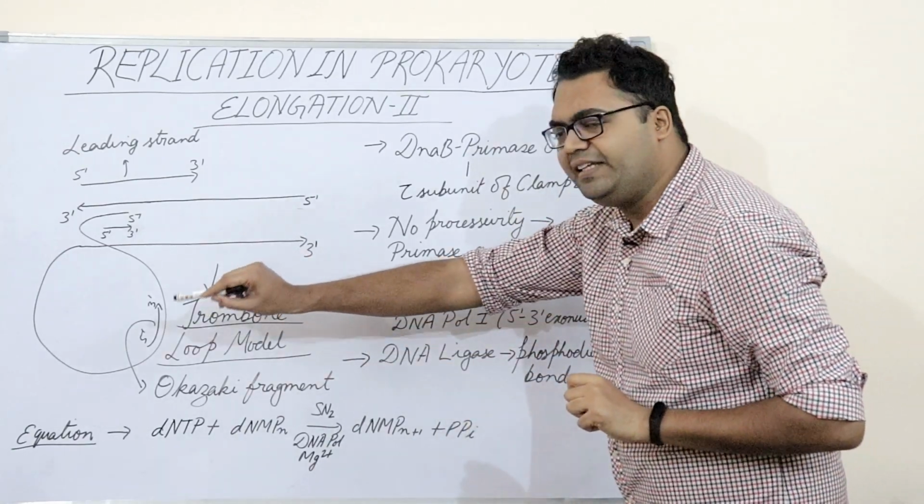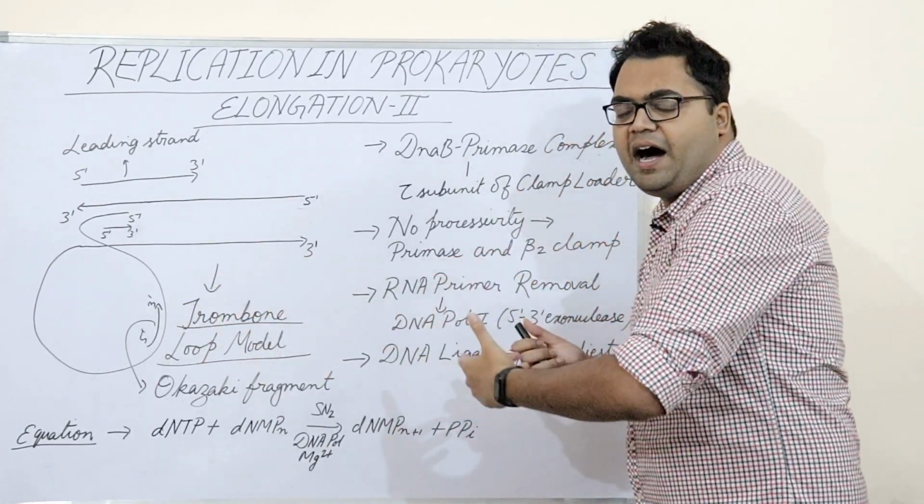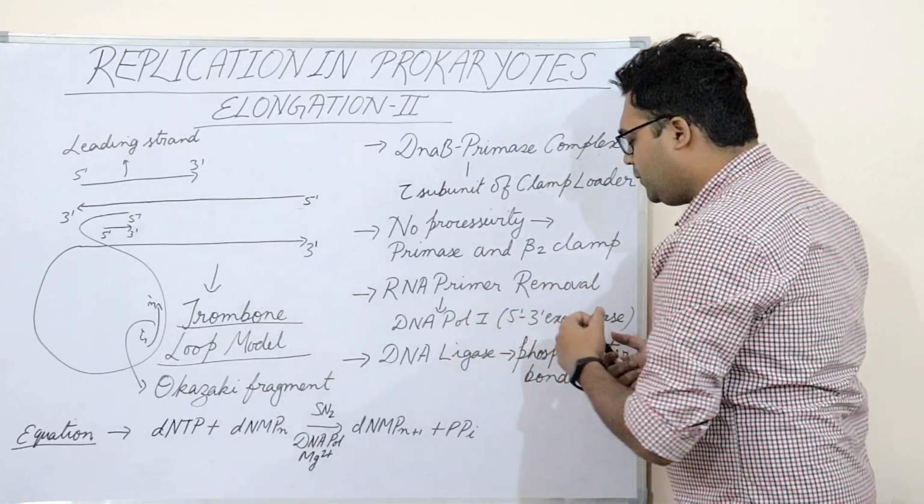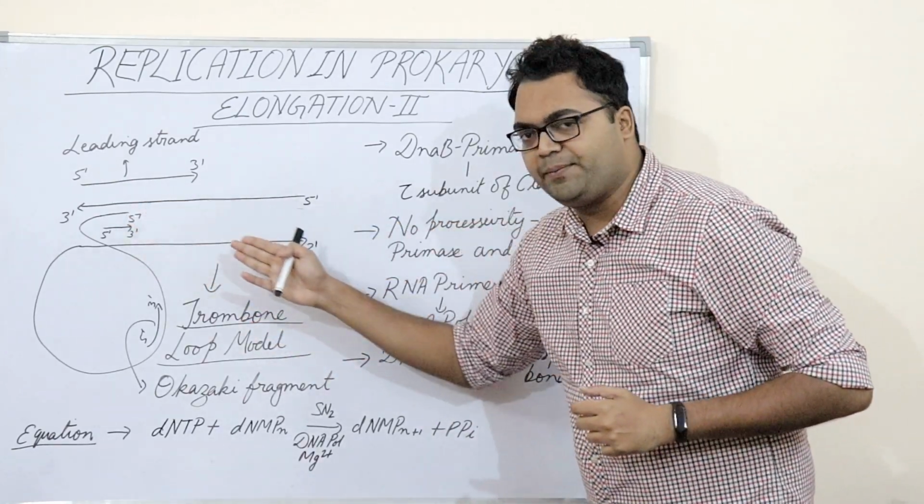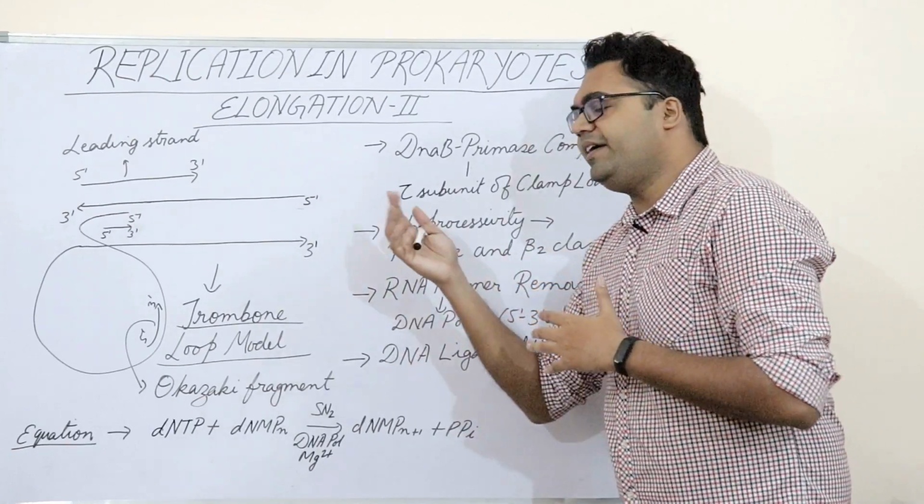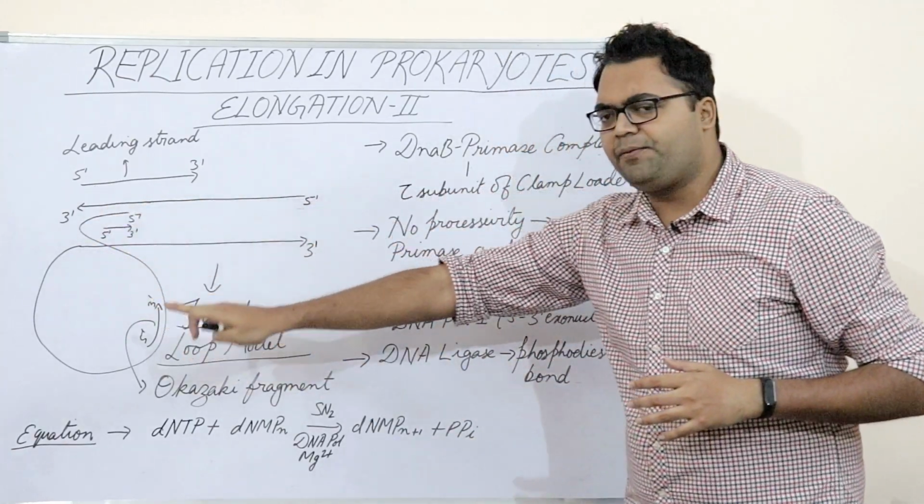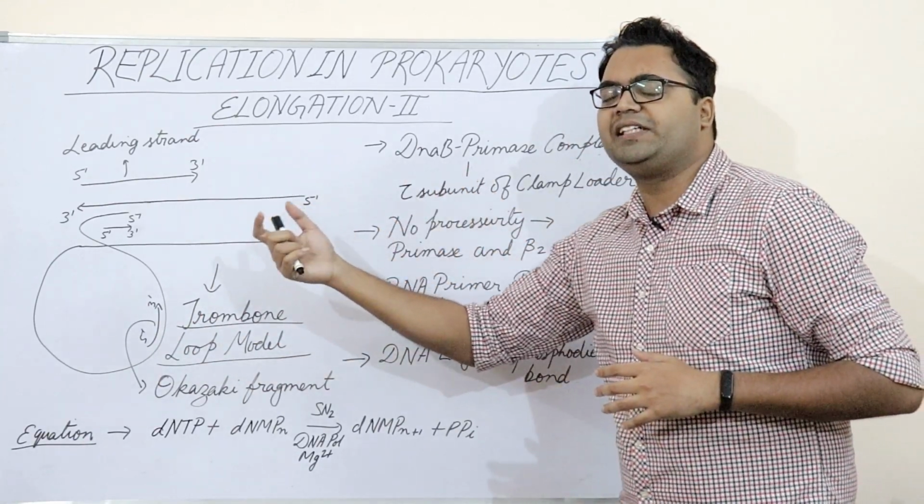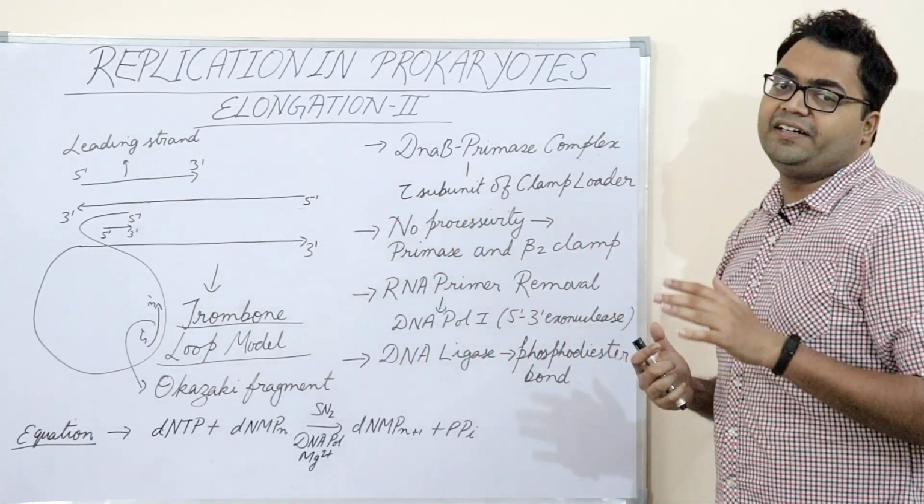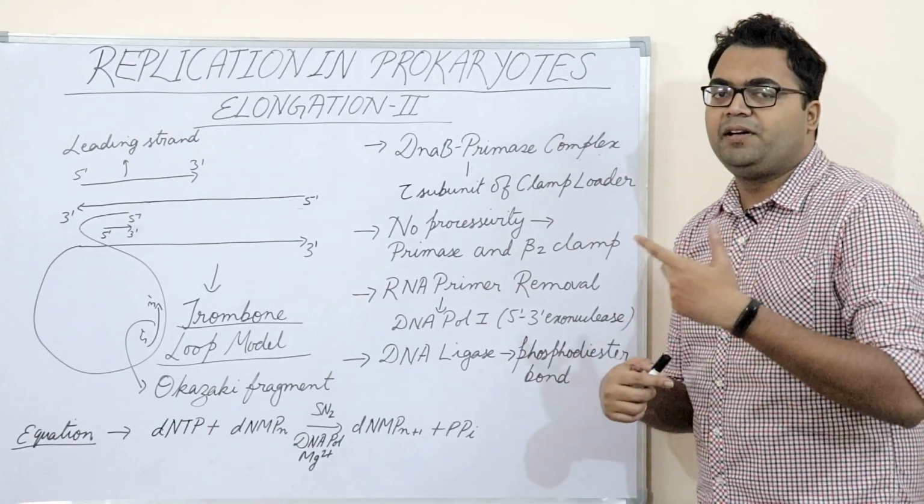Therefore you would need the RNA primers every time. So you would have multiple RNA primers. But do we need RNA in DNA? No. So one RNA primer from here, multiple RNA primers from the discontinuous Okazaki fragments have to be truncated or have to be removed. How does it happen?